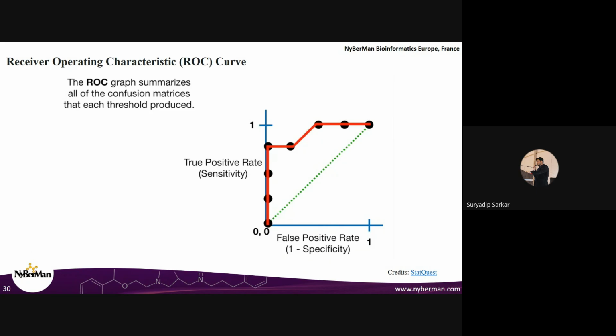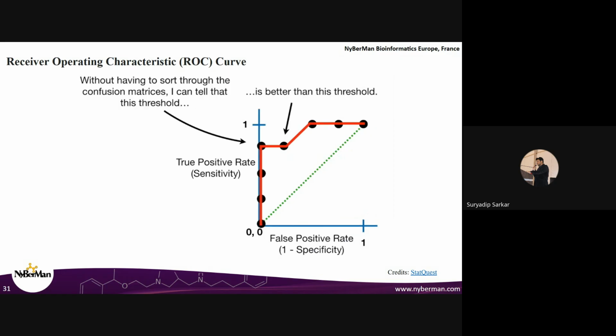But when we are looking at it and when we are trying to make a decision, we don't really have to look at all the confusion matrices together. Rather, what we can do is we can simply look at the graph and decide which threshold is going to be the best for us. Okay. So we can decide that. Now, without having to sort through all these confusion matrices, I can tell that this threshold is better than this threshold. Okay, because for both of them, the true positive rate is the same, but the false positive rate is less for this guy. So this guy is better than this guy. Okay.